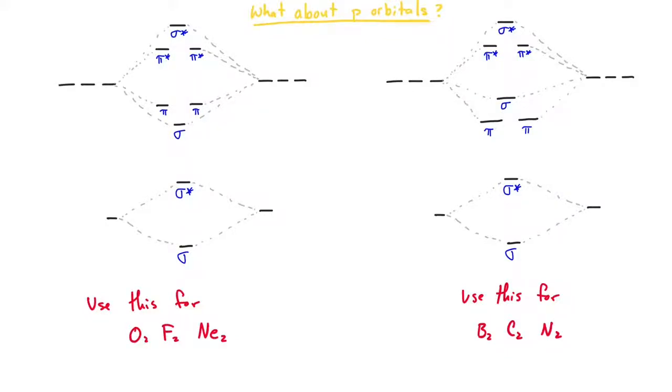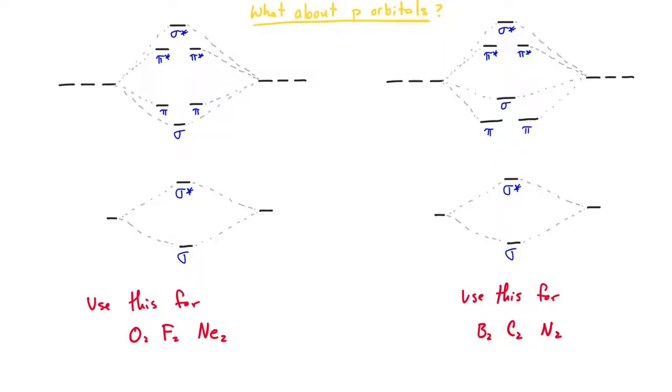If we have molecules that have p orbitals involved, we have to use a slightly modified looking diagram for our molecular orbitals. And those two diagrams are shown here. Basically, without going into why or how the diagrams look the way they do, what we need to know is that for oxygen, fluorine, and neon, we would want to use this diagram. And you'll see the difference is the placement of the pi orbitals here and the sigma here. Those are inverted over here for boron, carbon, and nitrogen.